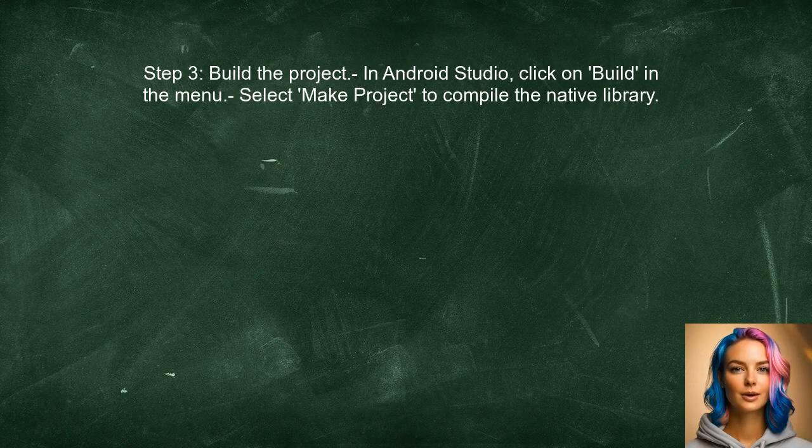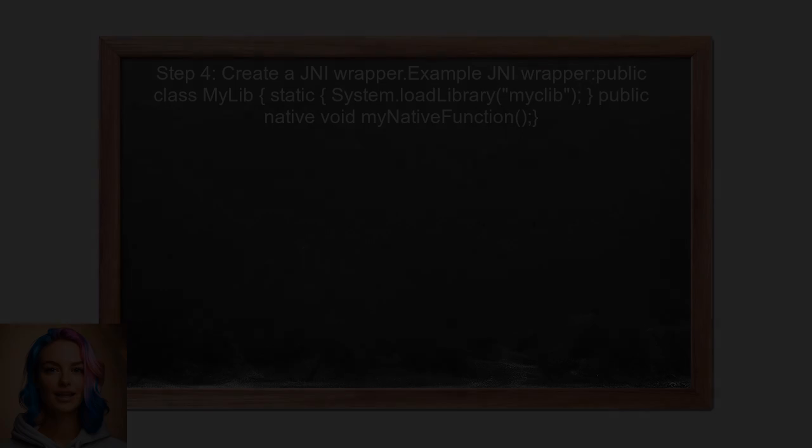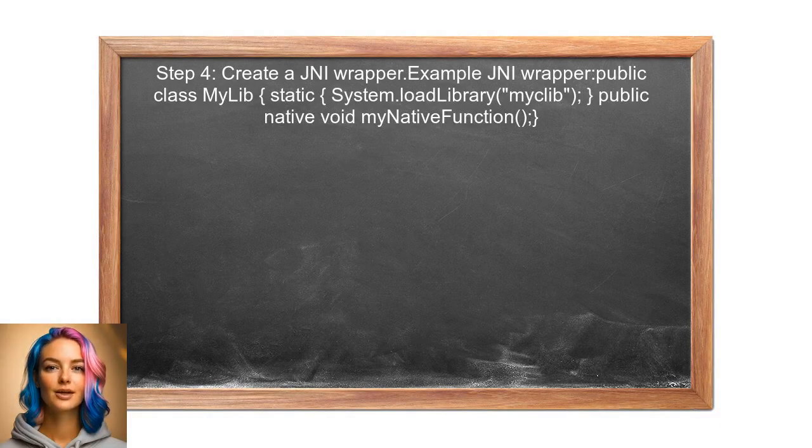After setting up the CMake file and Gradle configuration, the user can build the project. This will compile the native library and generate the necessary files. Once the library is built, the user can access the native functions from their Java code. This requires creating a JNI wrapper to bridge between Java and C.